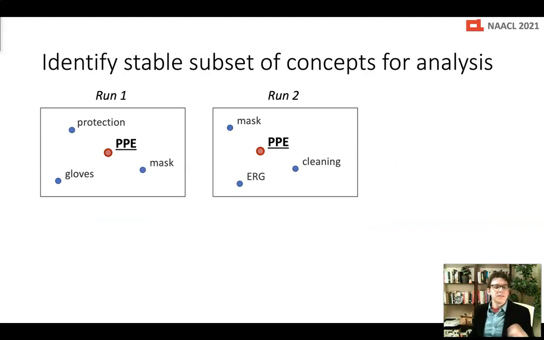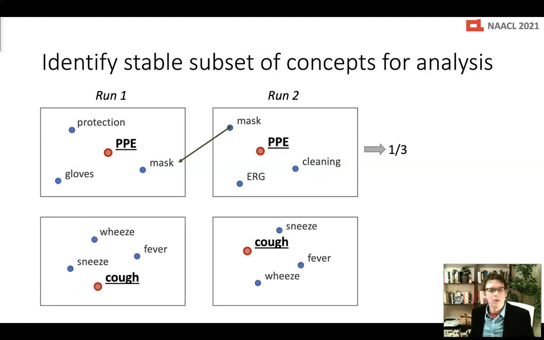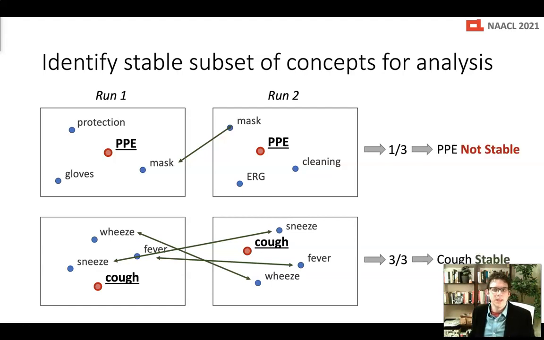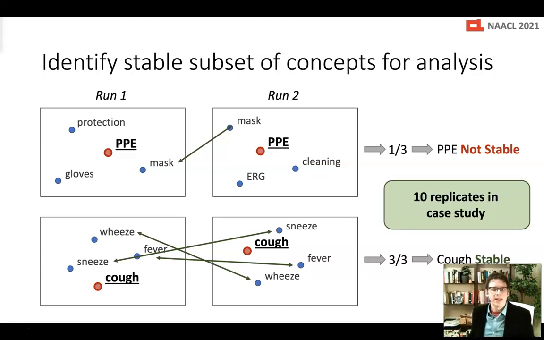So we developed a stability measure based on nearest neighborhood overlap across multiple runs. So with these two replicates of the PPE embedding, we see one neighbor in common. Whereas with cough, all three of these neighbors are shared. So cough we would consider to be stable, and PPE is probably too unstable to be informative. In our case study, we calculated overlap between 10 embedding replicates from each corpus. So that's pairwise overlap between every pair within those 10 replicates.